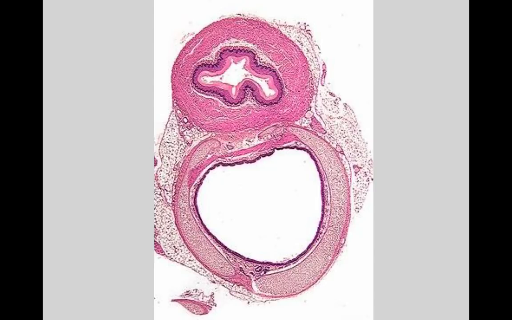Last, here's that same image under a microscope. Pause the video here and see if you can identify the trachea, the hyaline cartilage, the esophagus, the trachealis muscle, and pseudostratified epithelium.